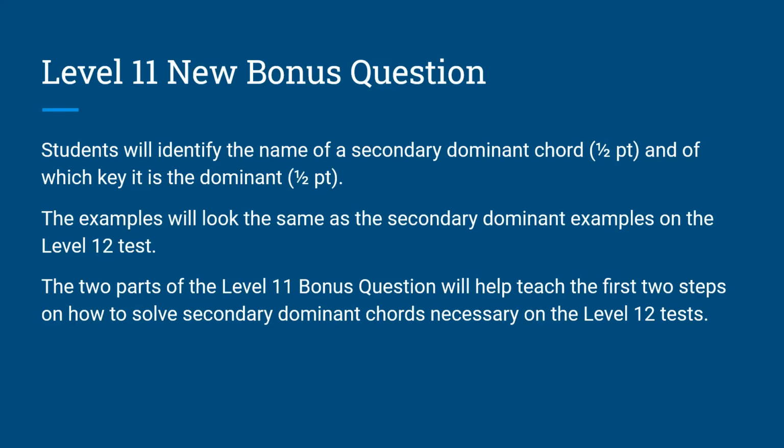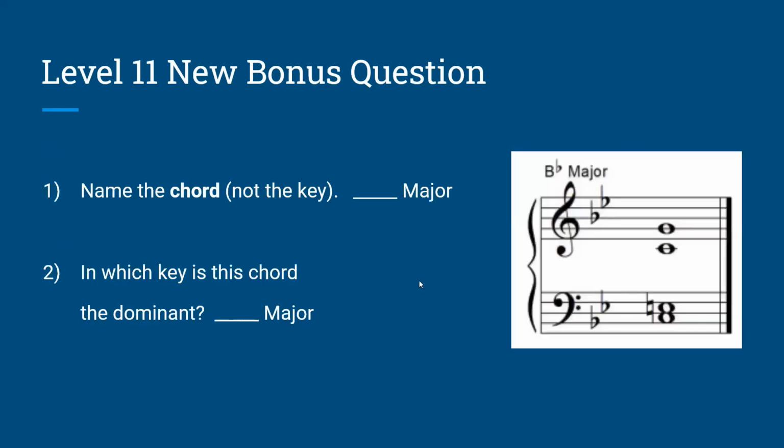So the examples will look the same as the secondary dominant examples on the level 12 test. And the two parts of the level 11 bonus question, like I just said, will help teach the first two steps on how to solve secondary dominant chords necessary in level 12. It's a 3-step process. We're going to walk them through the first 2 steps as the bonus. So the first step is name the chord, not the key. And then the second question is, in which key is this chord the dominant?